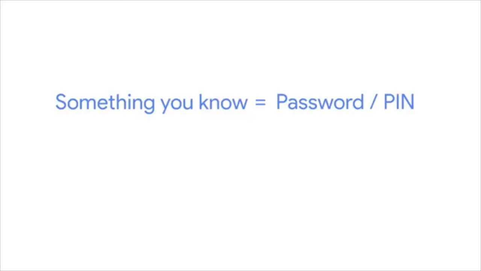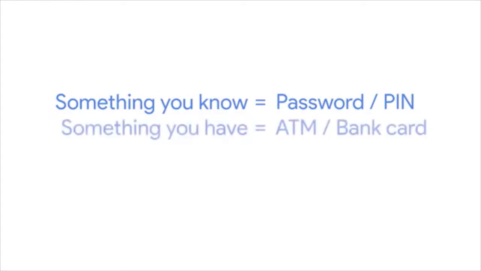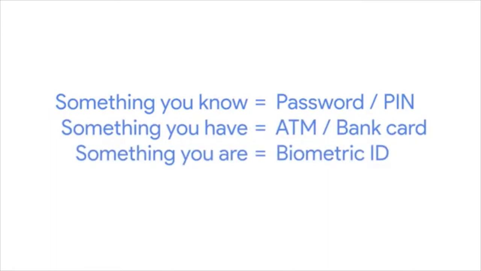Something you know would be something like a password or a PIN for your bank or ATM card. Something you have would be a physical token, like your ATM or bank card. Something you are would be a piece of biometric data, like a fingerprint or iris scan.